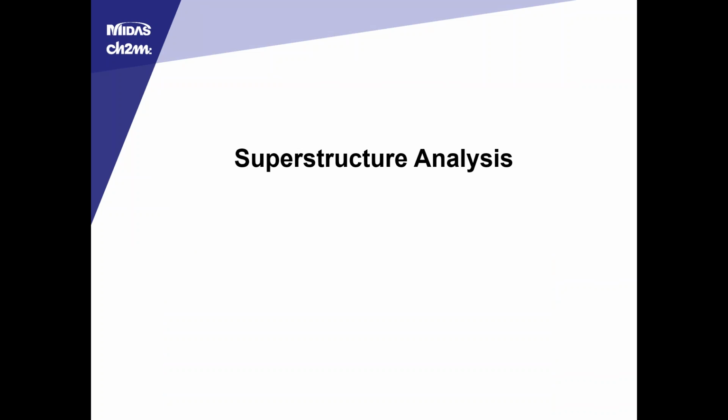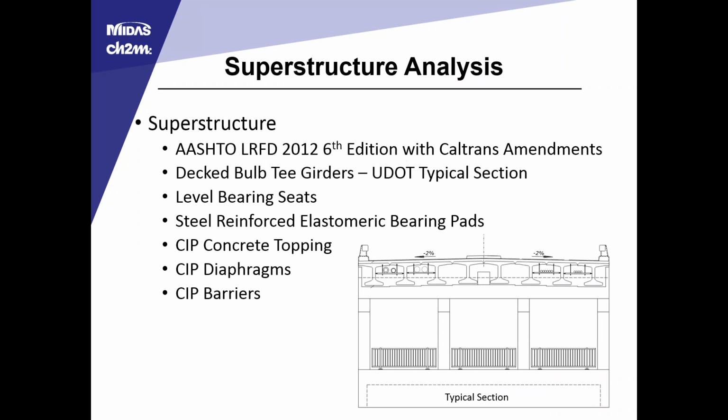I'm going to touch just briefly on the superstructure analysis. We did do a model of the superstructure in MIDAS Civil 3D, so I'll bring that up. It was designed with AASHTO LRFD 2012 with Caltrans amendments, and relied on the decked bulb T-girders with the UDOT typical section. The girders were set on level bearing seats on the corbel beam, with steel reinforced elastomeric bearing pads. And at Caltrans' request, we had a cast-in-place concrete topping. This isn't necessary for the decked bulb Ts; that was just a special request to the agency, as well as the cast-in-place diaphragms, and then certainly some cast-in-place barriers.